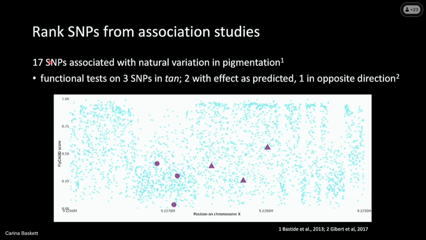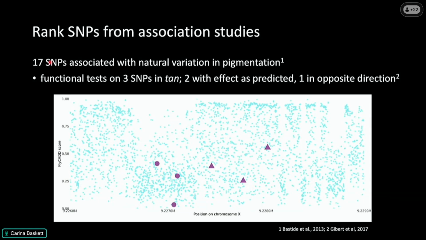And TAN is a gene that could have an effect on pigmentation, but it's a pleiotropic gene, so it could also have other effects. And when they did these functional tests, they had a nice setup. They didn't look just independently at each SNP, but also at the combination. And there were a lot of epistatic effects, but overall, you could also say that 2 of these SNPs have effects as predicted, so they affect pigmentation. And one of them was a bit weird. It seemed to have a weaker effect and then going in the opposite direction.